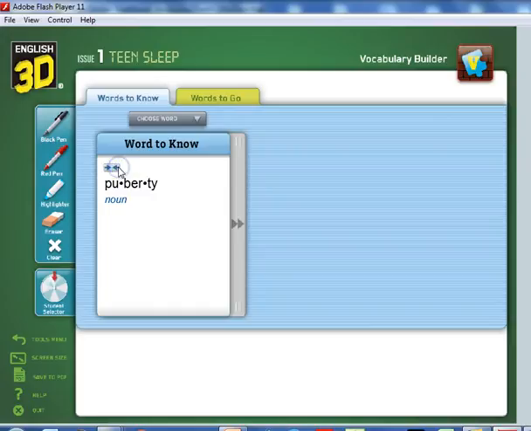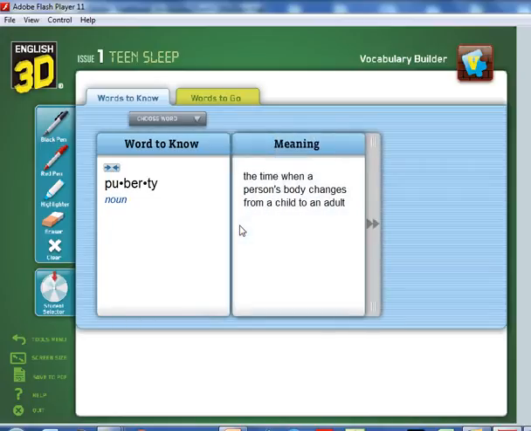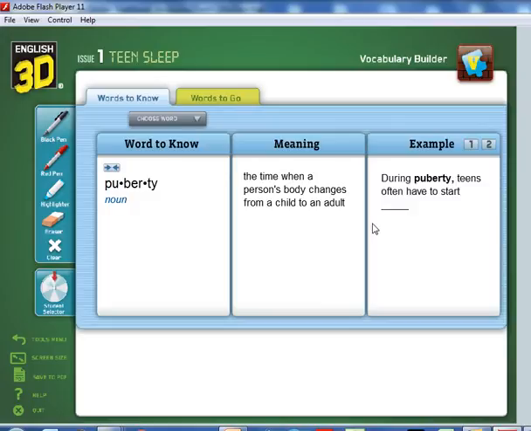Puberty. Puberty is a noun. It's the time when a person's body changes from a child to an adult. Puberty. The time when a person's body changes from a child to an adult. During puberty, teens often have to start shaving. Uh-oh. During puberty, teens often have to start wearing deodorant. Yep.